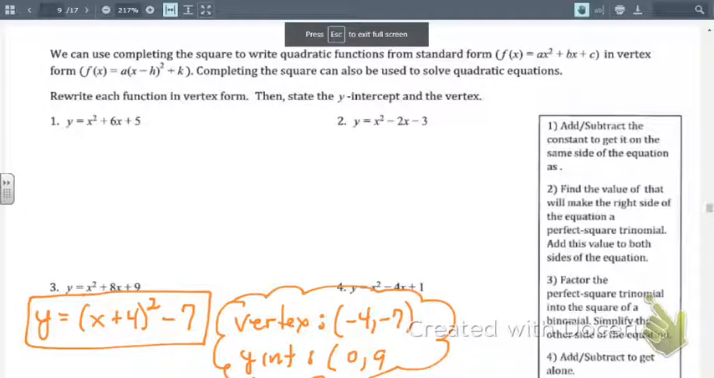Alright, so there's the answer for 3. Vertex form. Then your vertex is -4, -7. Your y-intercept is 0, 9.